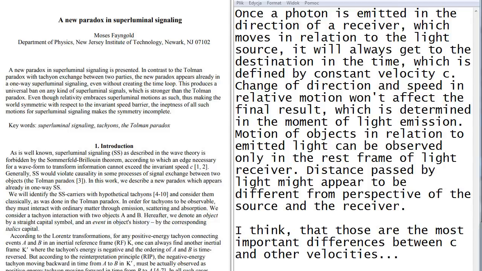Change of direction and speed in relative motion won't affect the final result, which is determined in the moment of light emission. Motion of objects in relation to emitted light can be observed only in the rest frame of light's receiver. Distance passed by light might appear to be different from the perspective of the source and the receiver. I think that those are the most important differences between c and other velocities.